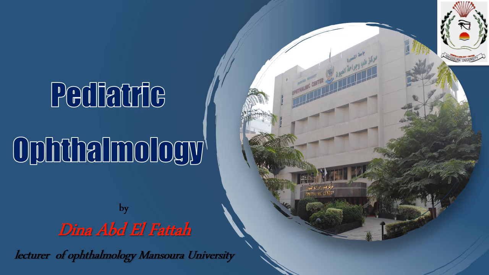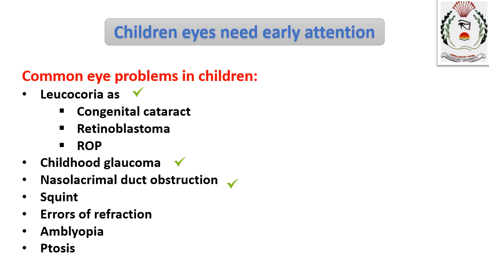This lecture is about pediatric ophthalmology. Children may be presented to us with different eye problems like leukocoria, which may be due to congenital cataract, retinoblastoma, retinopathy of prematurity. The child may be presented with childhood glaucoma, nasolacrimal duct obstruction, squint, errors of refraction, amblyopia, ptosis. This lecture will be focused on leukocoria, childhood glaucoma, and nasolacrimal duct obstruction.